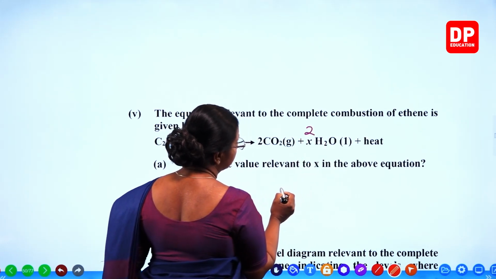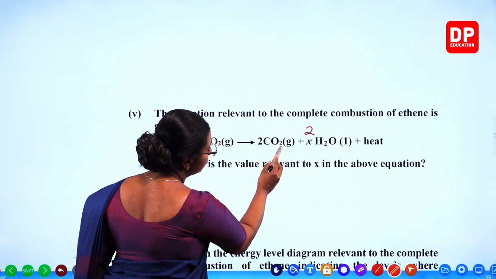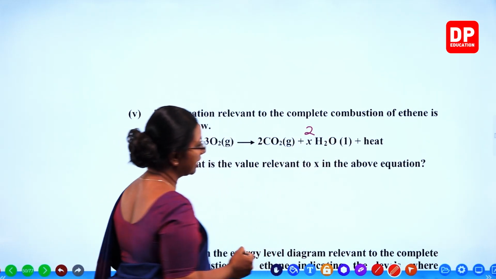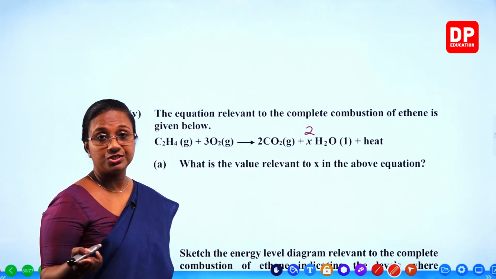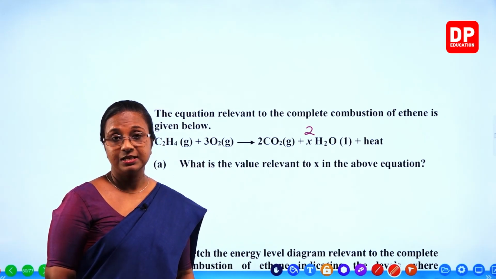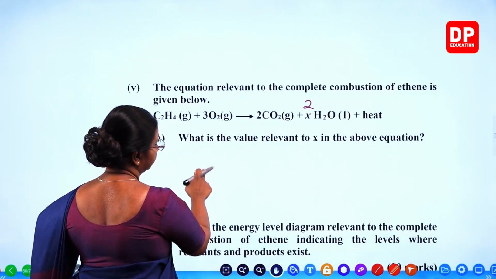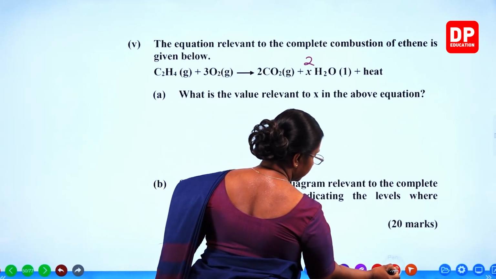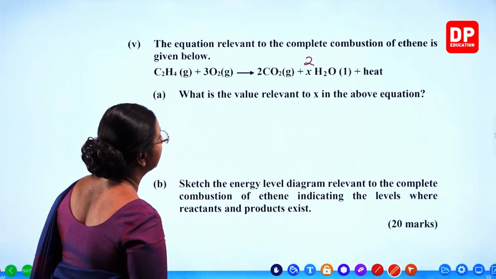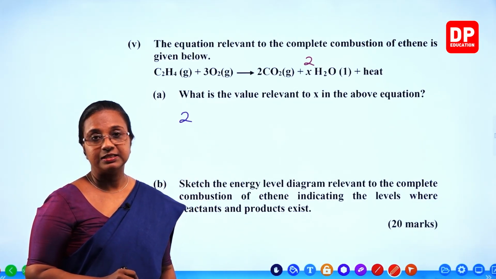So when you have 2 H2O, if you count the number of oxygen atoms, 2 into 2 O2 means 2 into 2, 4 oxygen atoms. Here 2 oxygen atoms, altogether 6 oxygen atoms. That is why you have 3 O2 gas. Is that clear? So X, the value will be 2. So if you write the answer, what is the value relevant to X in the above equation? It is 2. Is that clear?